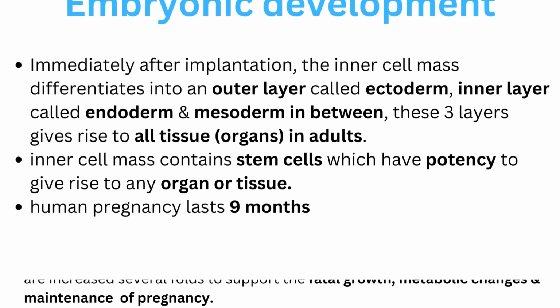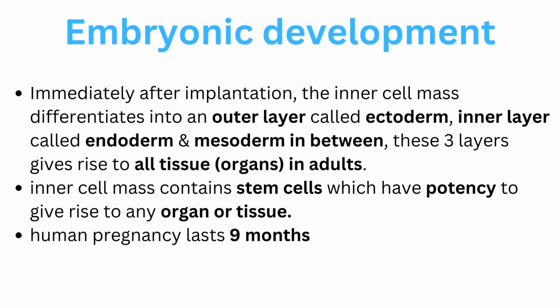Now we are moving forward towards embryonic development. What is embryonic development? Immediately after implantation, the inner cell mass differentiates into an outer layer called ectoderm, an inner layer called endoderm, and mesoderm in between these two. These 3 layers give rise to all tissues and organs in an adult. The inner cell mass contains stem cells which have the potency to give rise to any organ or tissue.